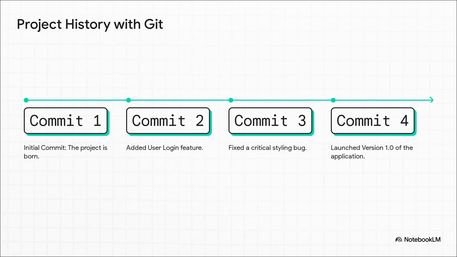The way Git works is by taking snapshots of your project. We call these commits. Every time you make a set of changes you're happy with, you create a commit. You give it a little message describing what you did, like added user login. Over time, this creates this beautiful, detailed history of your entire project, from day one to the latest launch.